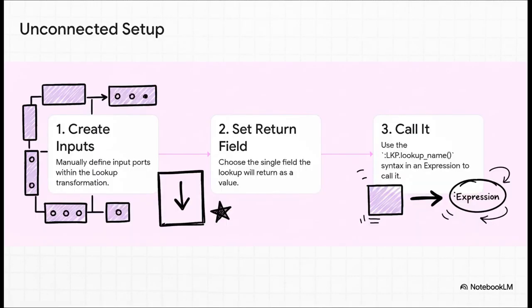The setup reflects these limits too. You have to manually define the input arguments it will accept. Then you pick just one and only one field to be the return value. And finally, you call it using the special lkp.lookup name syntax from inside an expression to pass it the arguments and get that single value back.